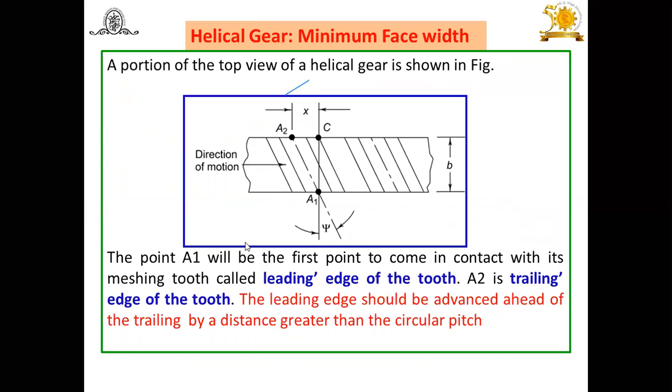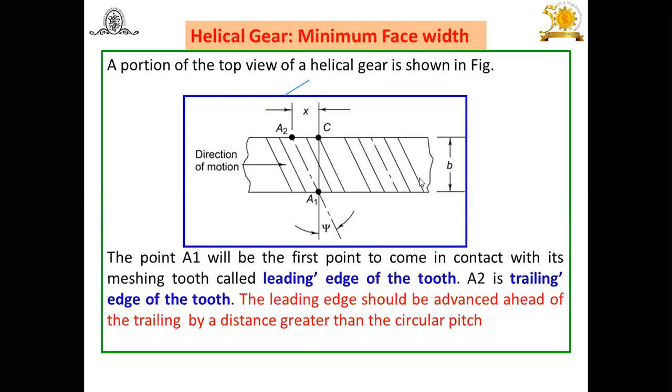Now another important point, that is the minimum face width in tooth proportions. Suppose you know the addendum of the helical gear is equal to one times the normal module. Then the dedendum is equal to 1.25 times the normal module, the clearance is equal to 0.25 times the normal module, and the pitch circle diameter of the helical gear is Z mn upon cos psi. In this way, one important parameter is the minimum face width required in case of helical gear.